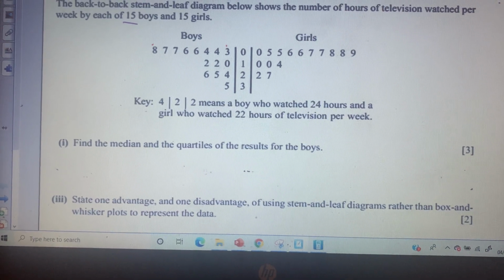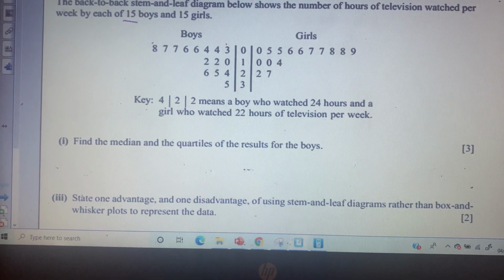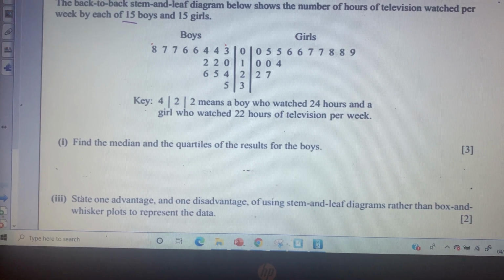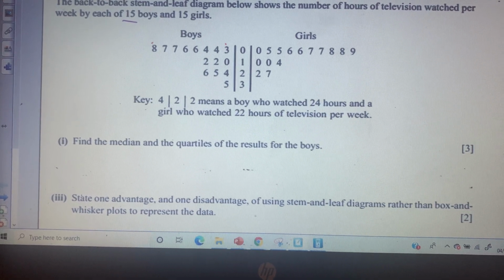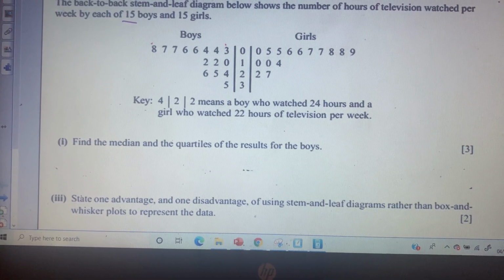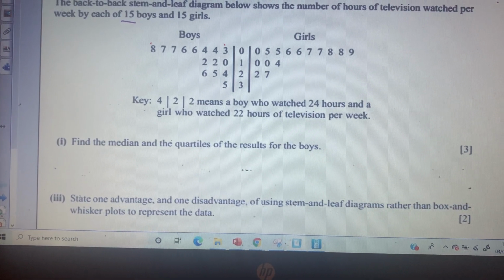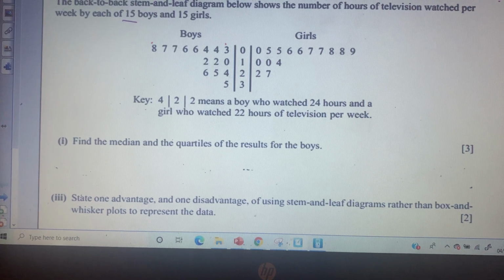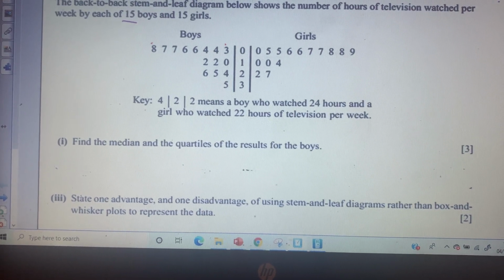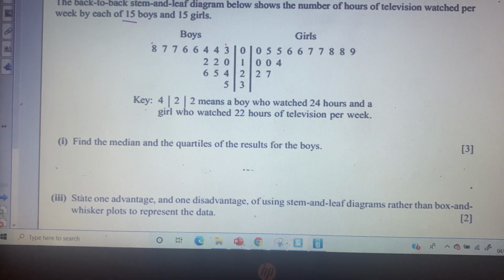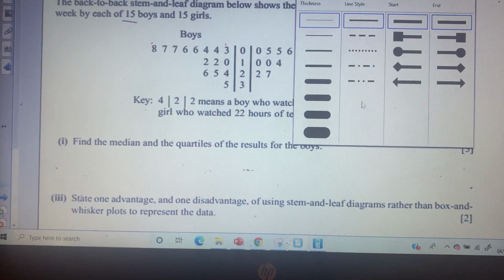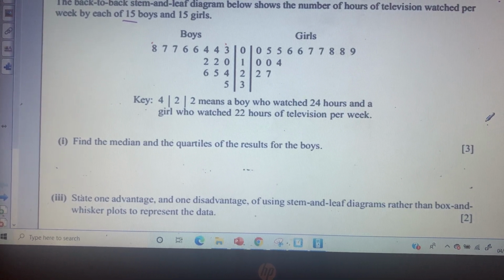Here's our starter. It's a back-to-back stem and leaf. If you'd like to pause the video and have a go at the question, please. Right, I'm now going to go over it. First of all, I'm going to do it in purple. I'm expecting you've paused it and done it.